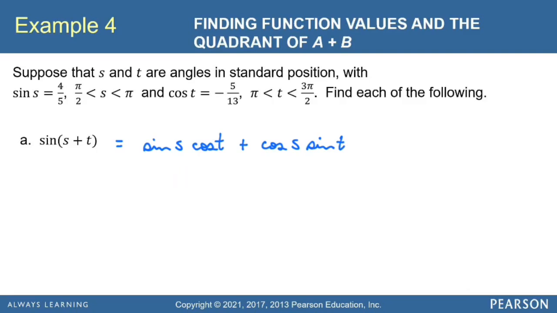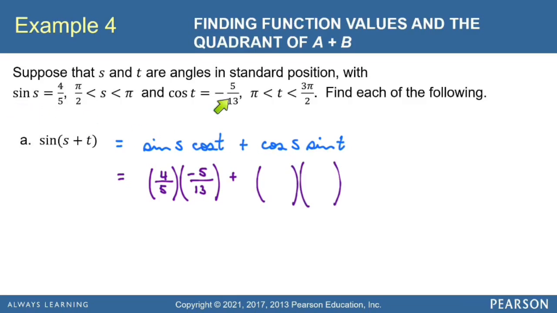Now let's plug in the values we know and leave a blank for the values that we don't know. So the first ingredient in our formula is the sine of S. They gave us the sine of S in the problem, so we'll copy that into that place. And the cosine of T was also given in the problem as -5 over 13. And then we have plus cosine of S, which is not given in the problem, so leave a blank for that, and sine of T, which was also not given in the problem. But we do have enough information about S and T to find both of these values.